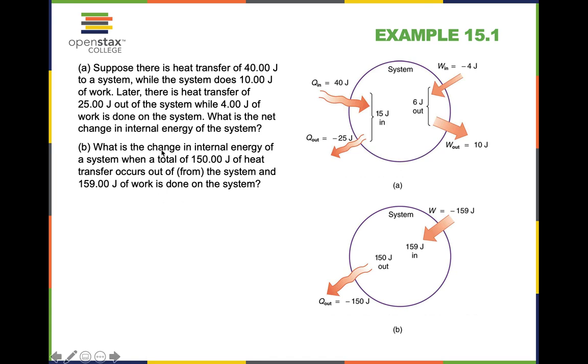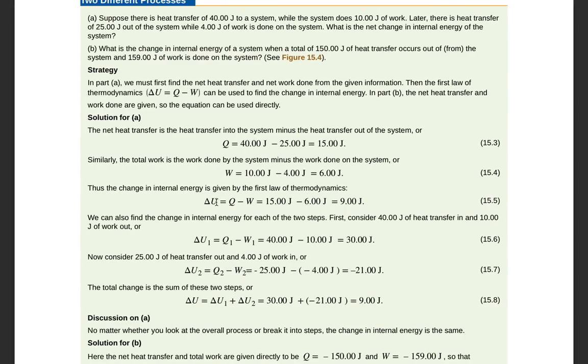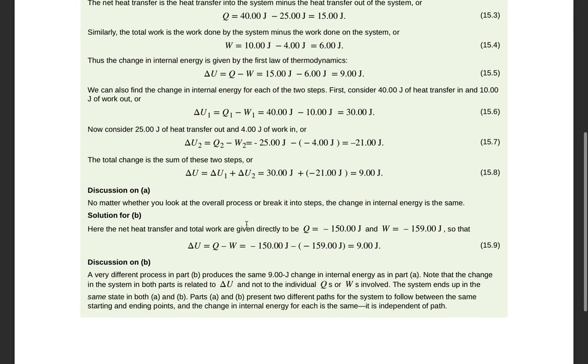So for B, what is the change in internal energy of a system when a total of 150 joules of heat transfer occurs out of, so from the system, and 159 joules of work is done on the system? So we use that same equation, but here we have to be careful with the wording, because the net heat transfer and total work are given directly by Q is going to be negative 150 and your W is going to be negative 159.